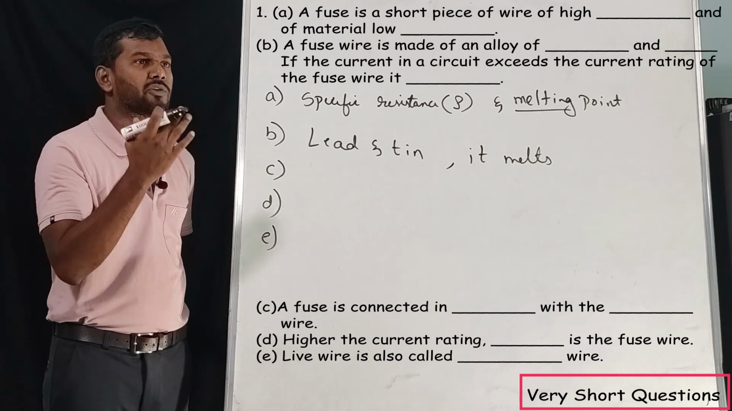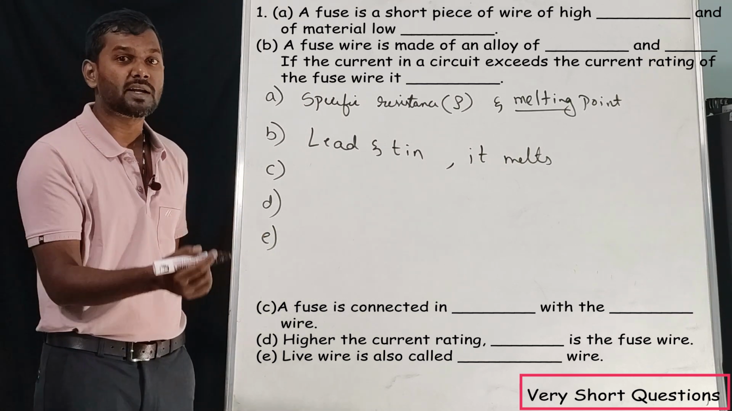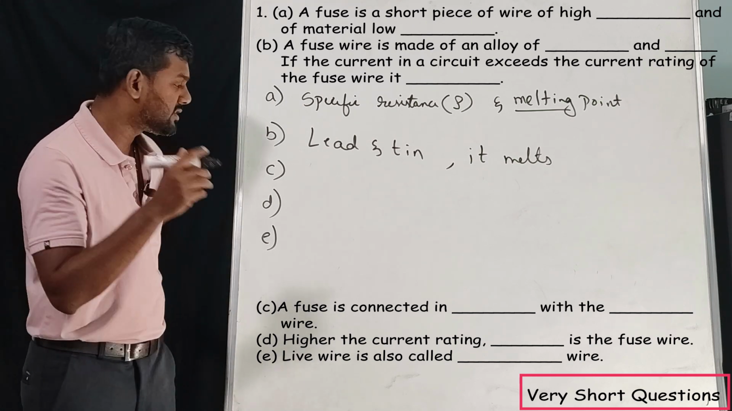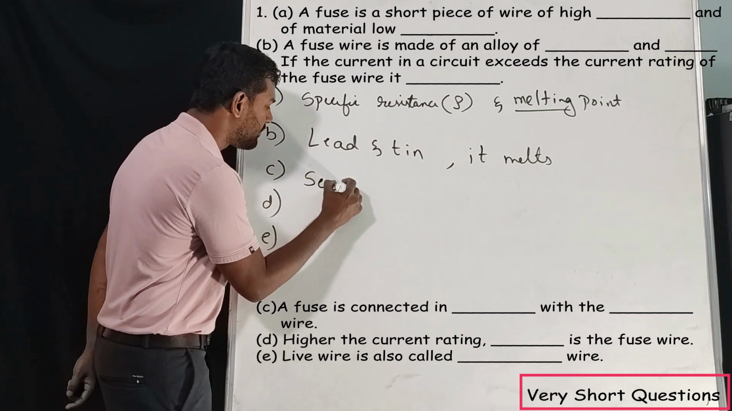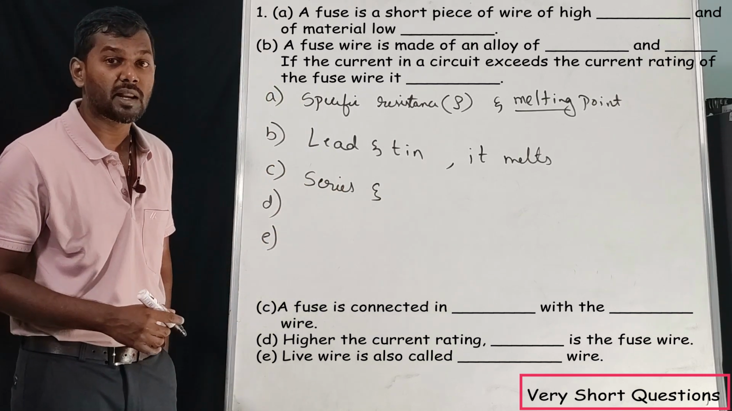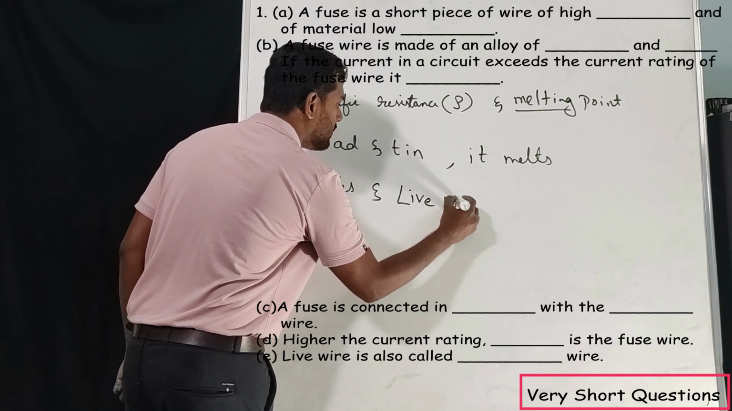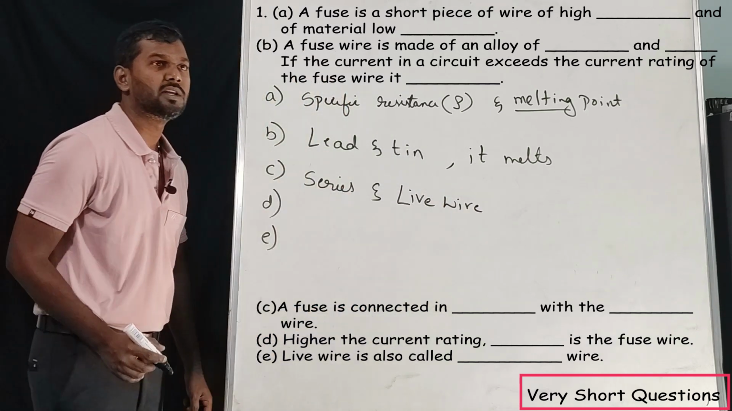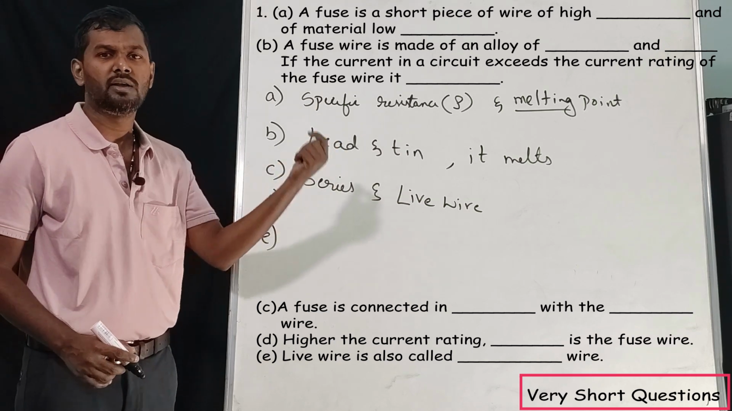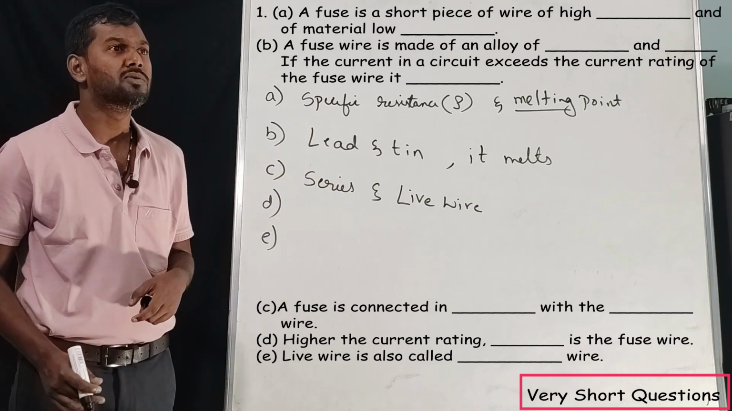Next, a fuse wire is connected in. See how the fuse wire is connected with the live wire, whether in series or parallel. It is always in series. And to which wire has it to be connected? It should be connected to the live wire. See, all these are facts about the fuse. Any one definite question will come in the board exam, so you should know everything about the fuse.